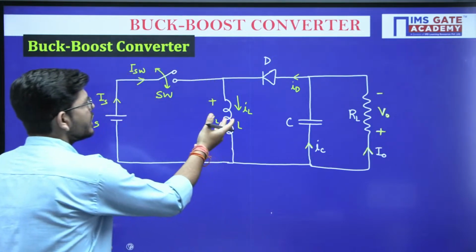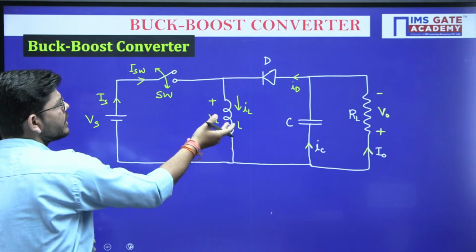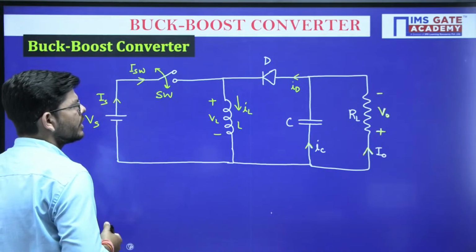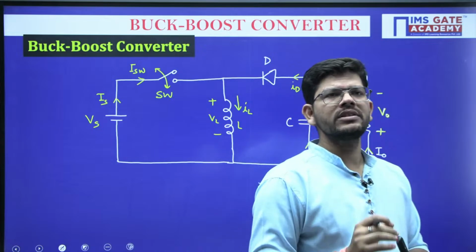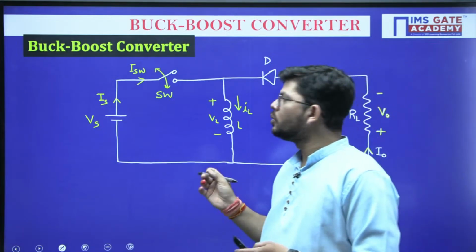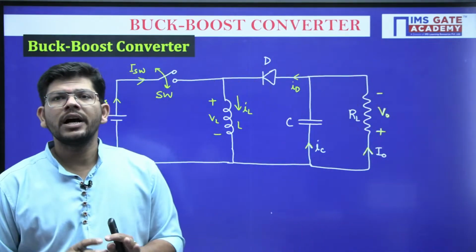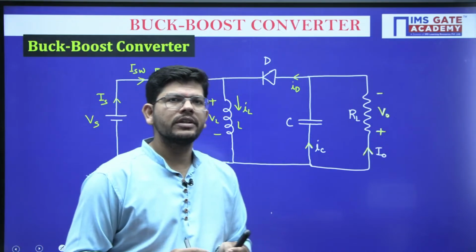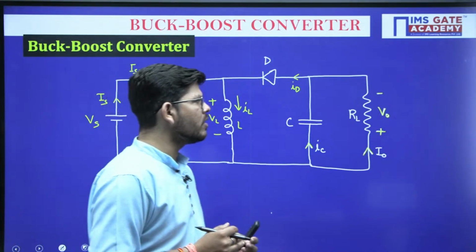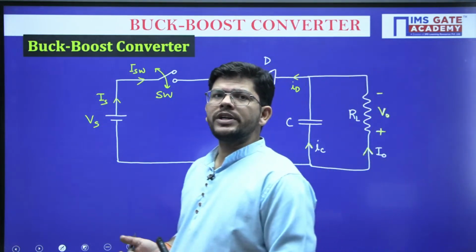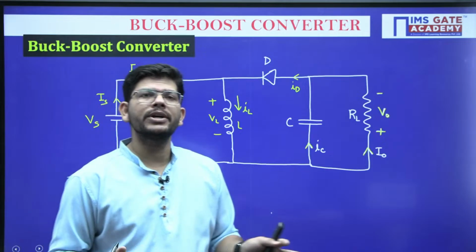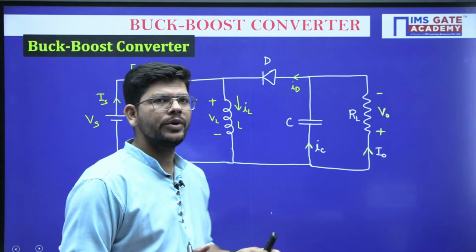In the buck converter, the inductor was at the output side. In the boost converter, the inductor was at the input side. Now we have a different type of circuit, known as the buck boost converter. Now it will give us both types of voltages. It will give us either the step down voltage, or the step up voltage as well. How it is going to do that particular task, we are going to discuss.